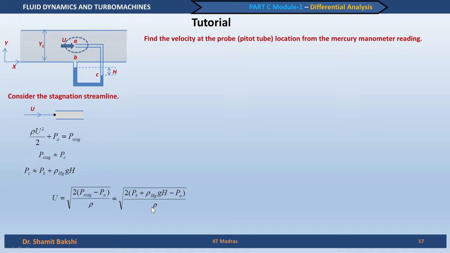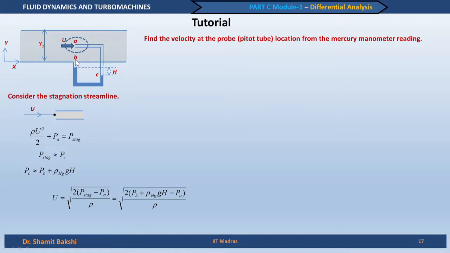Now, we cannot proceed further because P b looks like it is unknown. What is P b? Let us understand what P b is. Basically, this P b is the wall static pressure, the static pressure at the wall, which is sensed by this limb of the manometer, the left hand side limb of the manometer.